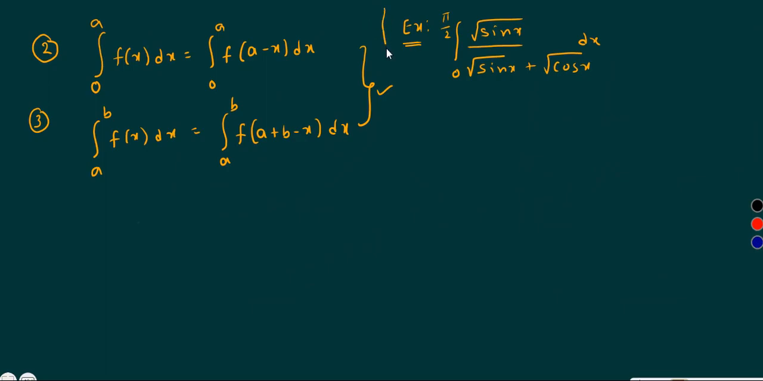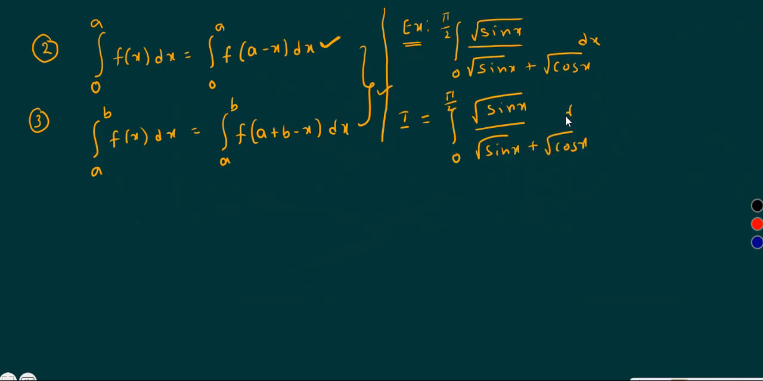Okay, see here it is in the form of integration from 0 to a of f of x dx. See this second formula: integration from 0 to a of f of x dx equals integration from 0 to a of f of a minus x dx. So first this given, you assume it to be I: integration from 0 to pi by 2 of square root of sin x by root sin x plus root cos x dx.